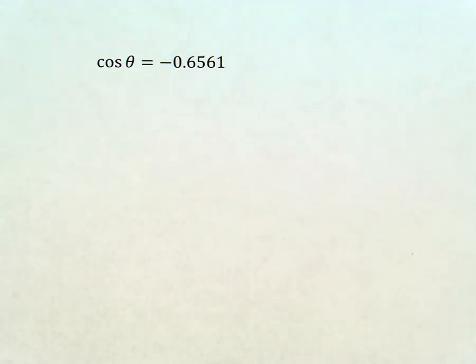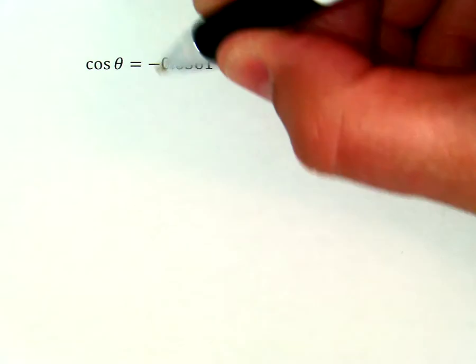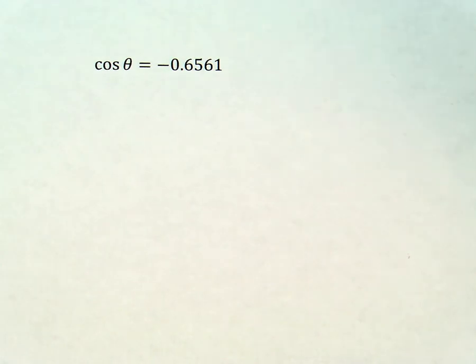Hello, just another example of finding the exact value of an angle when you're given a ratio. Now this one's not a ratio, it's a decimal, but it's the same thing. So the first thing I'm going to do here is look at my cosine, and the ratio is negative, so I just have to figure out which quadrant it's in first.